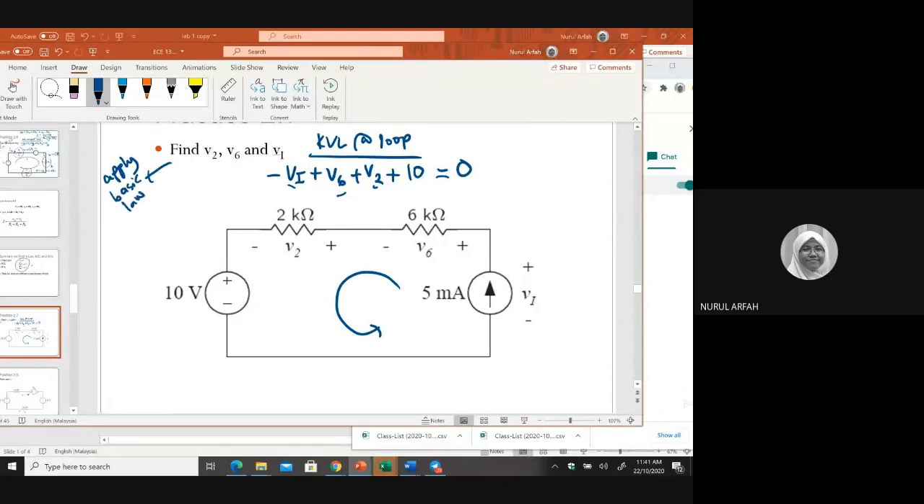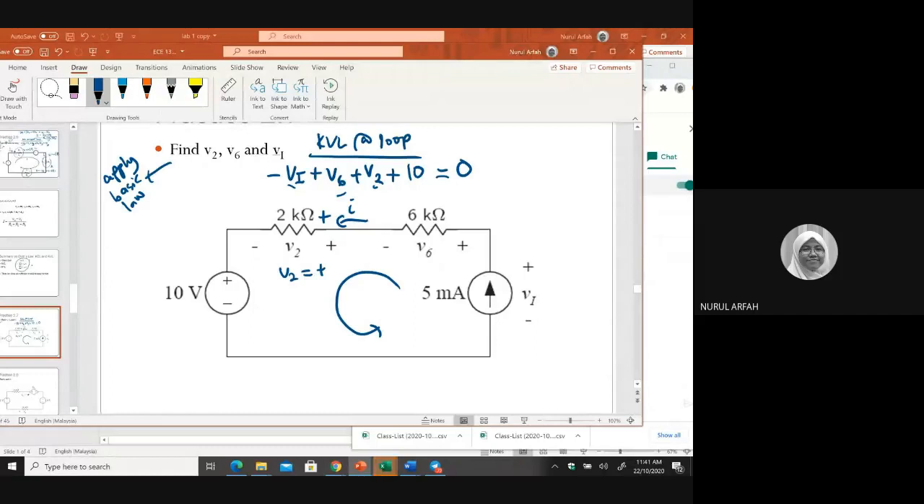What do you think the value at V2? V2 equal to what? If you follow this current direction, then you will have a passive sign convention, which is that current is entering the positive polarity of these 2 kilo ohms. So you have a plus here and then?